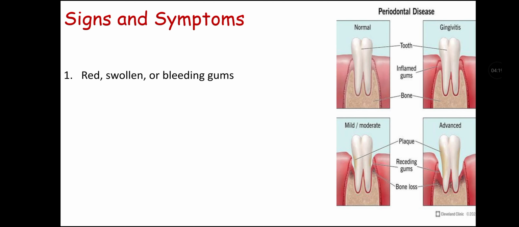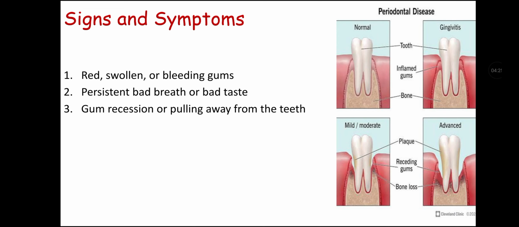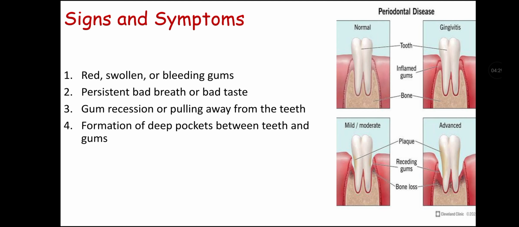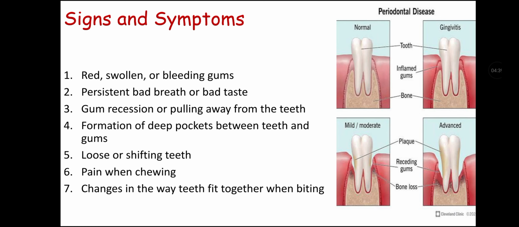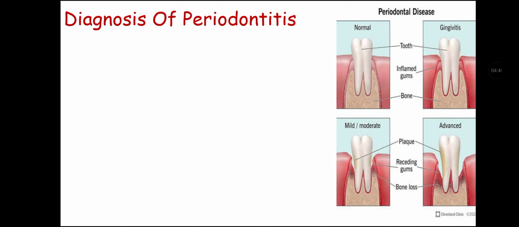Now let's talk about signs and symptoms of periodontitis. First, there may be red, swollen, or bleeding gums. Second, there may be persistent bad breath or bad taste. Third, there may be gum recession or pulling away from the teeth. Fourth, there may be formation of deep pockets between teeth and gums. Fifth, there may be loose or shifting teeth. Sixth, there may be pain when chewing. Seventh, there may be changes in the way teeth fit together when biting.